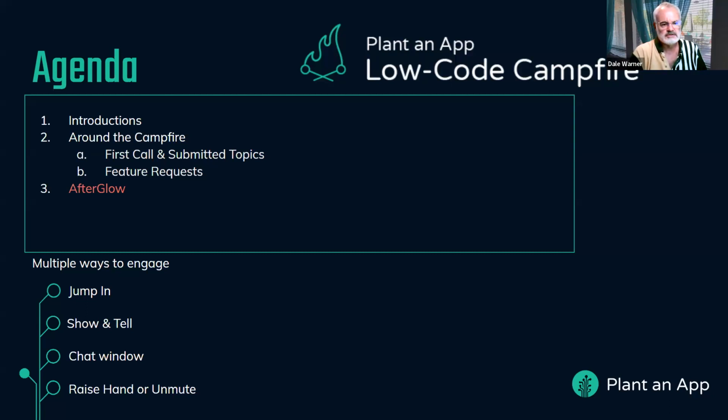We'll do introductions as we do every week. We stop and say hello because we're a friendly group. But then after that, we'll do first call and anything submitted in advance, which, well, nothing was submitted in advance. So we'll do first call, whatever it is you want to talk about. And then we'll jump on into feature requests, things that you'd like to see put into our product. After an hour or so, we go into the afterglow segment.